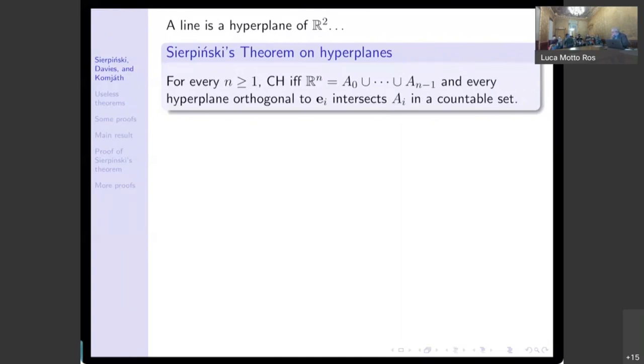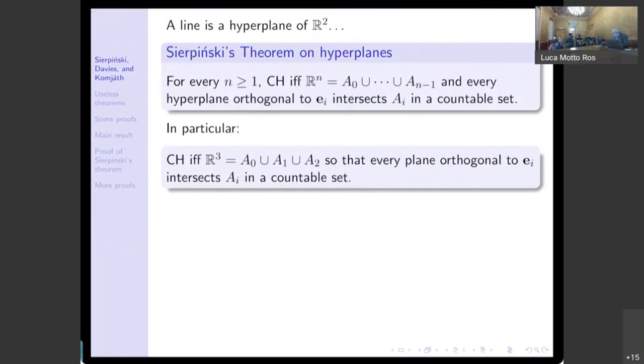For every n bigger or equal than 1, CH is the same thing as saying that R^n can be covered with n sets, and every hyperplane orthogonal to e_i intersects A_i in a countable set. Okay. I think there is a typo here: for every n bigger or equal than 2. R^2, R^3, R^4. I looked at the slide several times, so these are mistakes that are hard to spot.